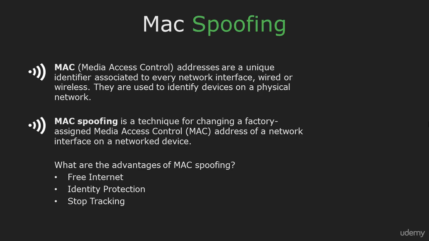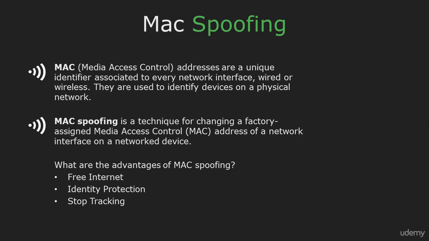But to understand how MAC spoofing works, you need to know what a MAC address is. A MAC address, also called a media access control address, is a unique ID number that is given to your network adapter. In simple terms, it is a serial number and it cannot be changed permanently. MAC spoofing is a technique for changing the MAC address that your network interface appears to have. This change is temporary and cannot be permanent.